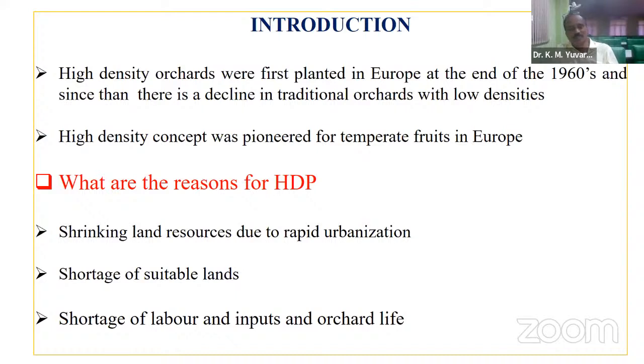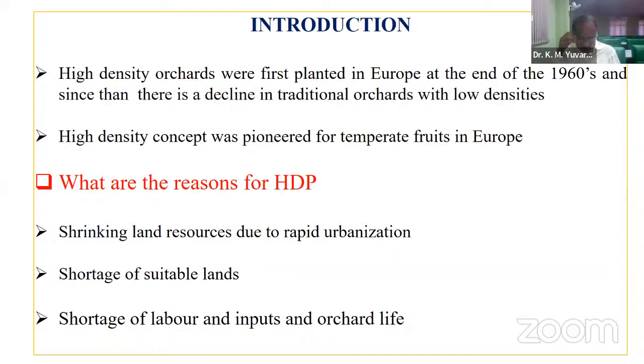What are the reasons? When this concept arose, the high density concept was first planted in Europe at the end of the 1960s. Since then, there has been a decline in traditional orchards with low density. This is the reason the concept arose with the low densities of the traditional system. The high density concept was pioneered only for temperate fruits in Europe. Why are we shifting from this traditional cultivation?